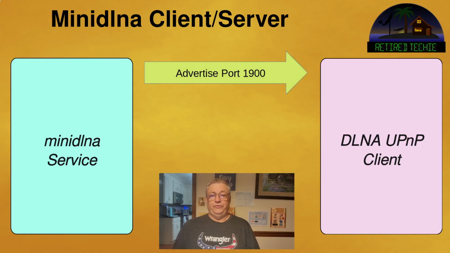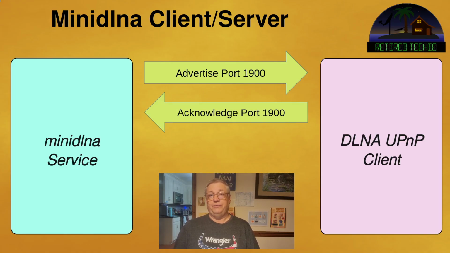So what happens is periodically the Minidlna server is going to advertise itself on port 1900, and at that point your client is going to pick up the advertisement and recognize that it's there. It's going to acknowledge on port 1900, and then they're going to start a data exchange. Minidlna, and I'm assuming the client, are going to exchange XML files, data files, various data, so each knows what they're dealing with. And when we go into the configuration, we're going to talk about a lot of the data that goes into this XML file.